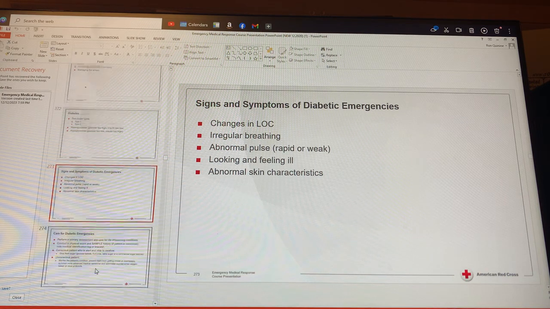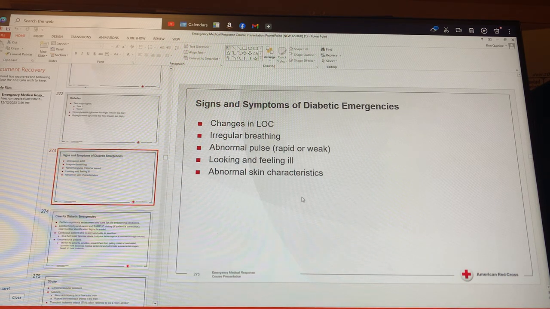So here are signs and symptoms of diabetic emergencies, okay? Changes in level of consciousness, including dizziness, drowsiness, and confusion, irregular breathing, abnormal pulse, rapid or weak, looking and feeling ill, abnormal skin characteristics, okay?